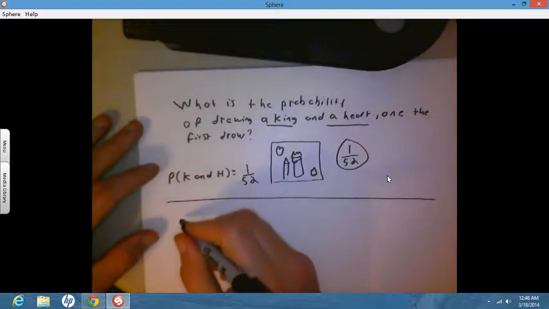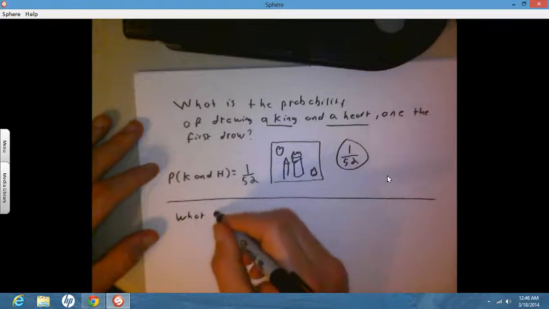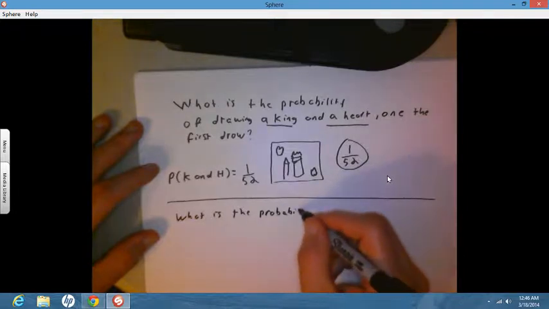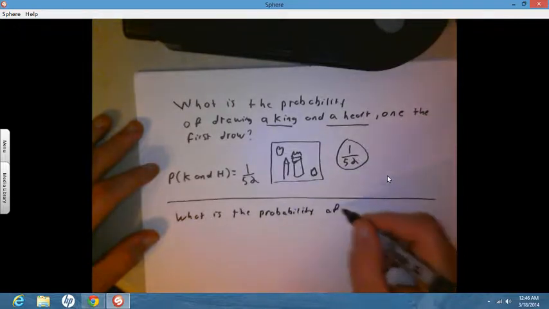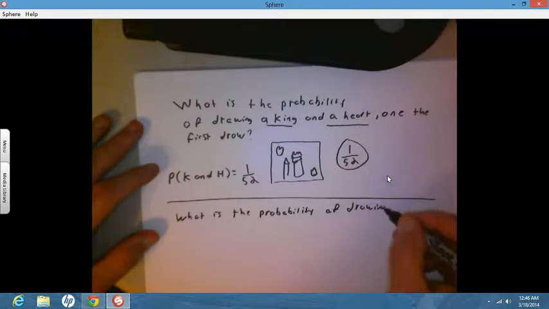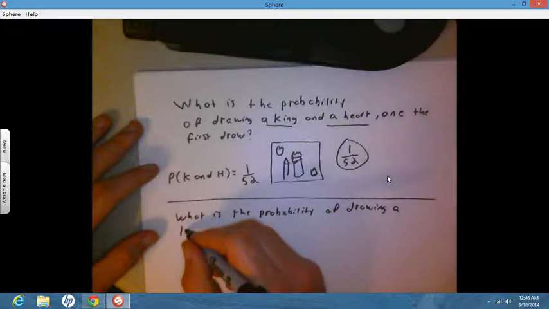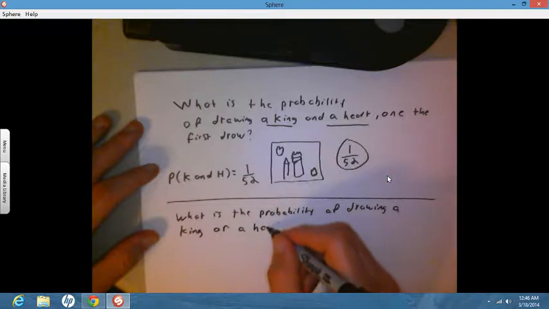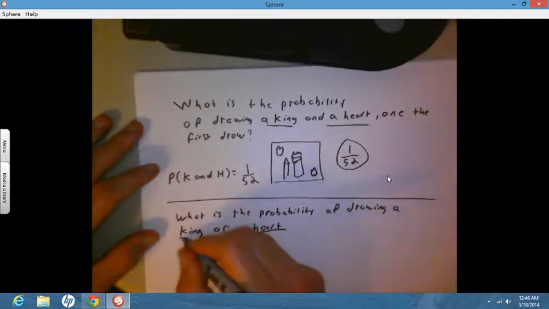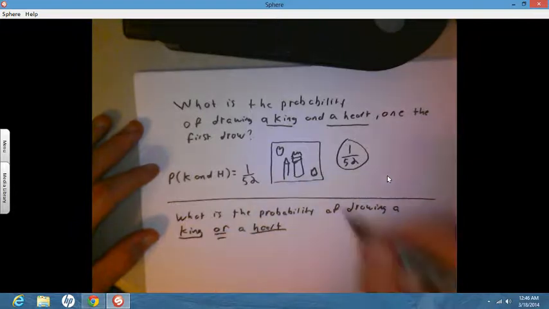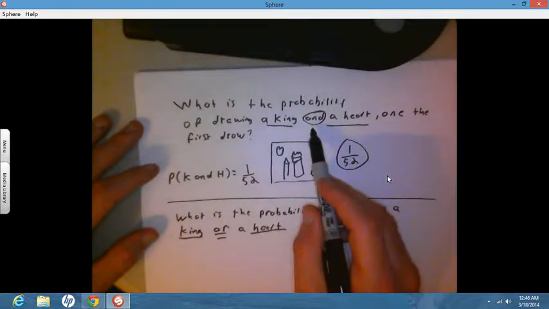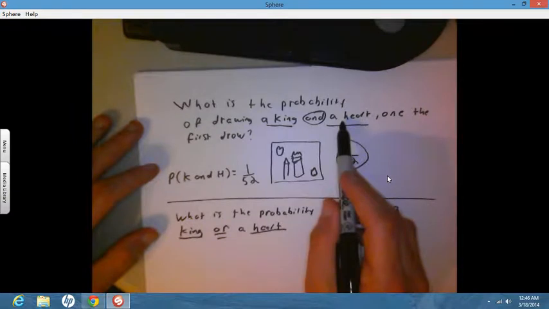What is the probability of drawing a king or a heart? Same as last time, but this time we're using an or instead of an and. And means I have to satisfy both conditions on the left and right. Or means I can satisfy this one or this one. I don't have to satisfy both.